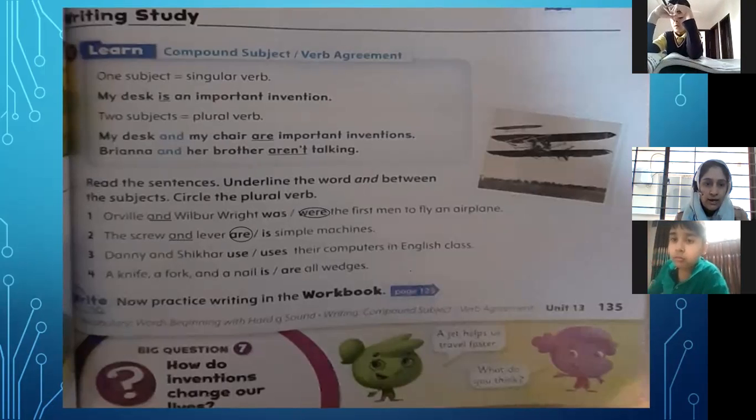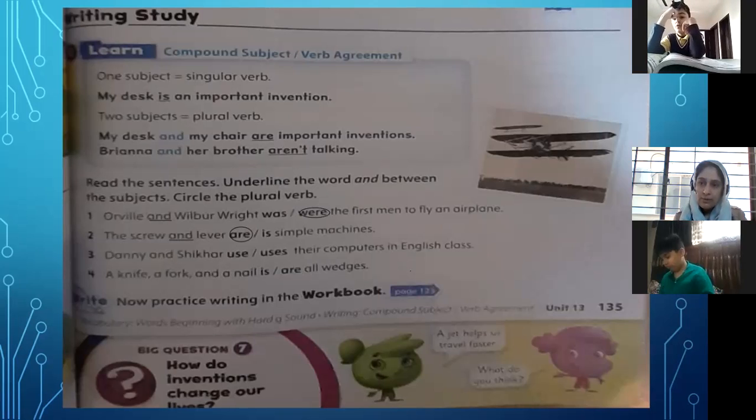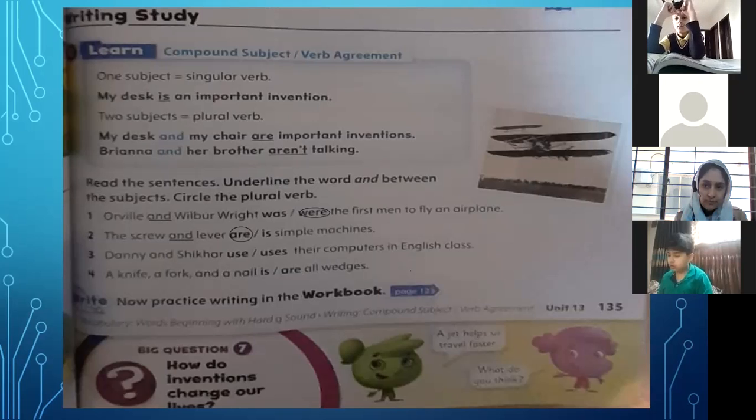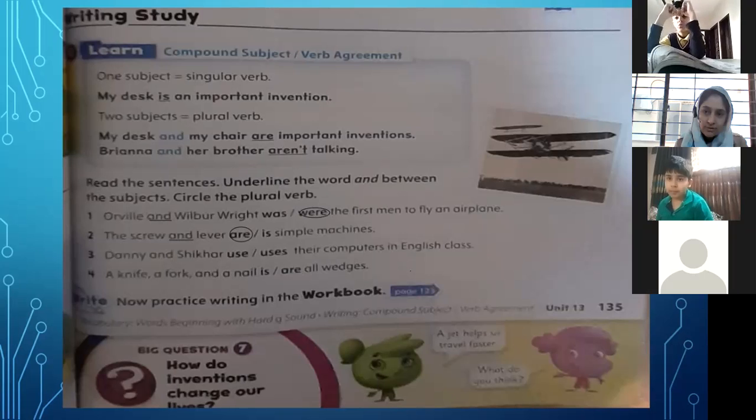And then you will underline and between the subjects. Danny and Shekhar use their computers in English class, or Danny and Shekhar uses their computers in English class. So Muhammad Ayan bin Hasham, you will tell me the correct answer. Ma'am, uses. Uses, are you sure? Yes, ma'am. Okay, who else will answer me?